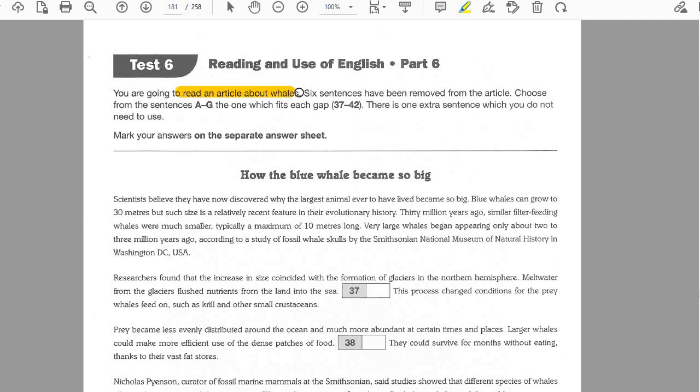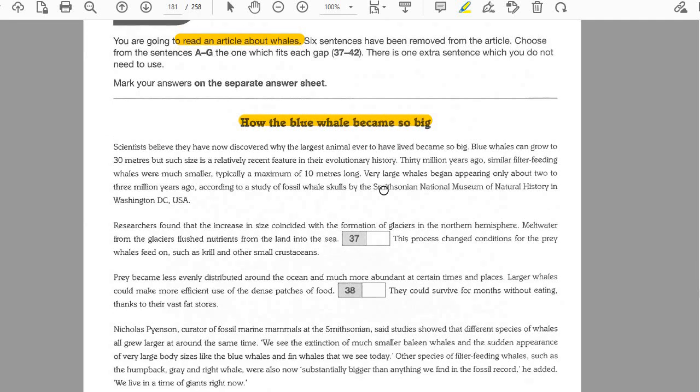So, an article about whales, how the blue whale became so big. That's all the information you need. You already know what the text is about. You start reading. When you get to the gaps, you predict the information after reading the sentences around the gap, and then you mark potential linking evidence. So this process means a process described before.